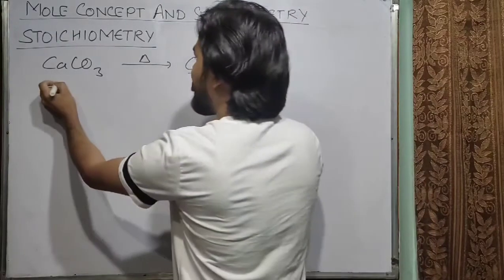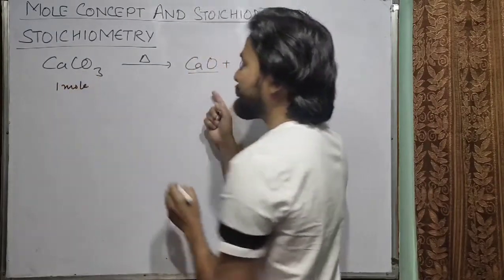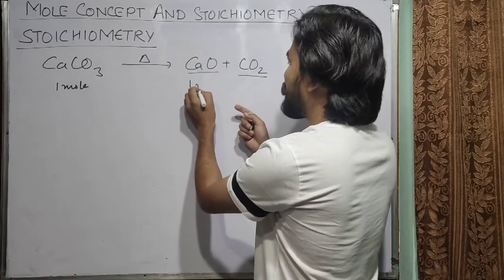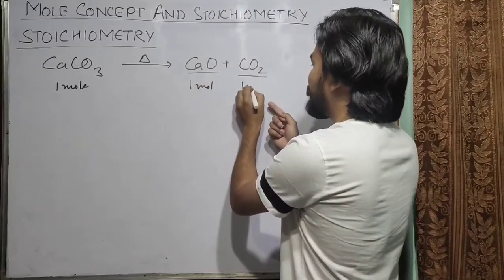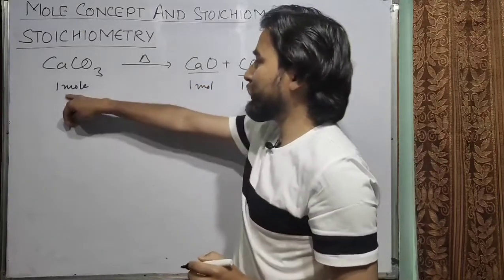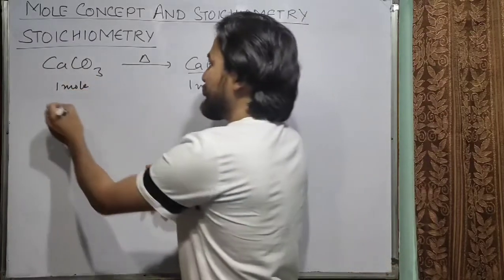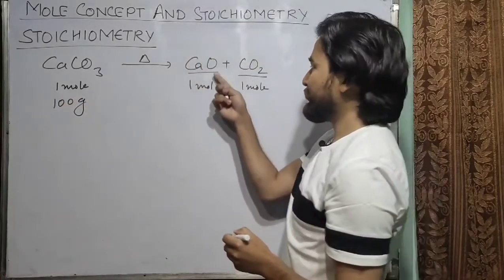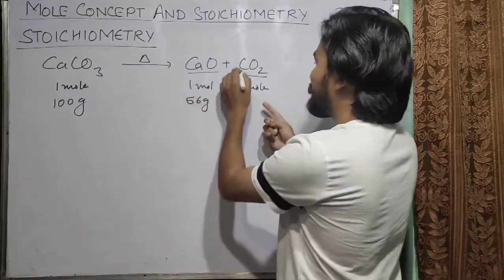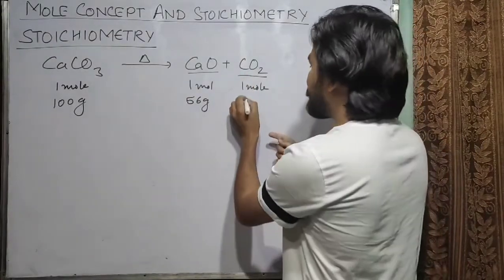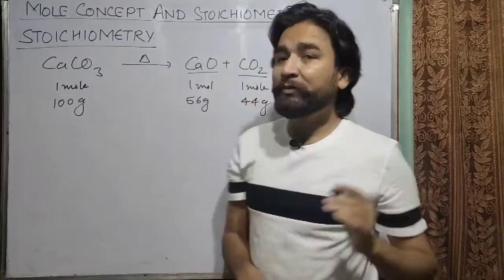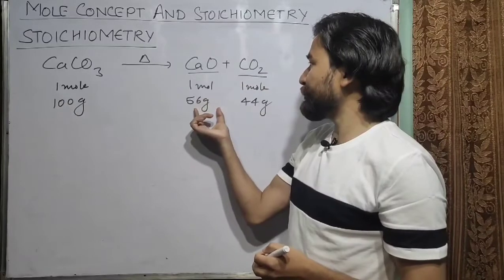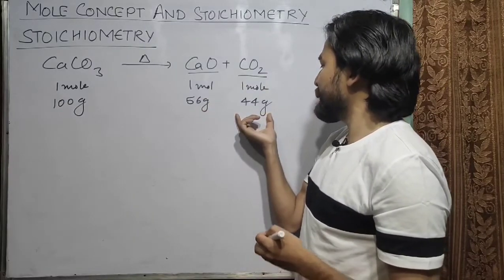Now we can say that 1 mole of calcium carbonate will give 1 mole of CaO and 1 mole of CO2. Now, what is the mass of 1 mole of calcium carbonate? That is 100 gram. What is the mass of 1 mole of calcium oxide? That is 56 gram. What is the mass of 1 mole of carbon dioxide? That is 44 gram. So from here you can see that 100 gram of calcium carbonate can give 56 gram of calcium oxide and 44 gram of carbon dioxide.